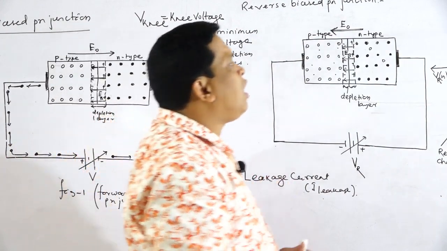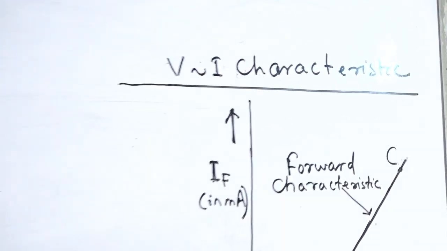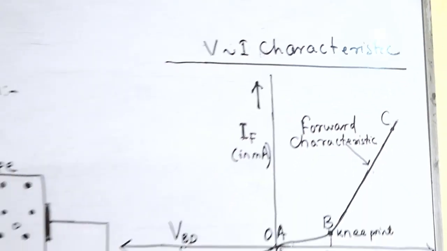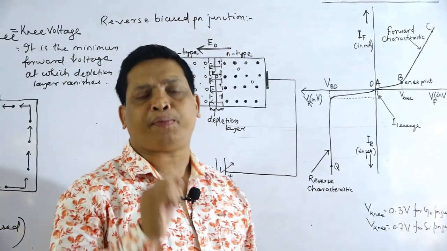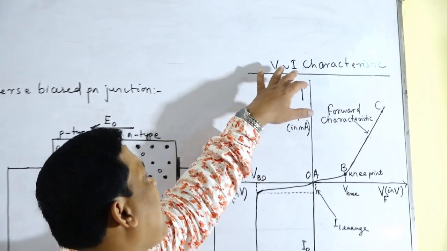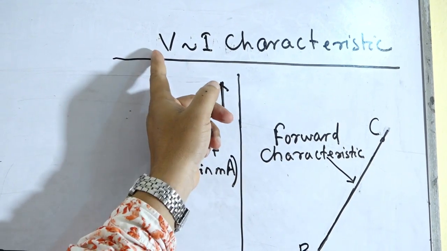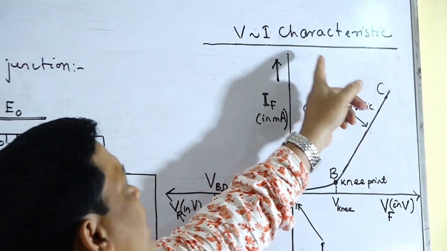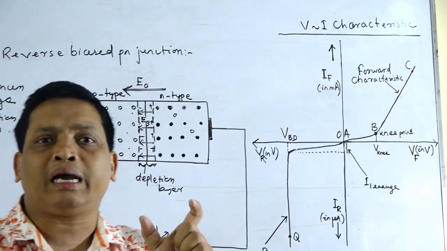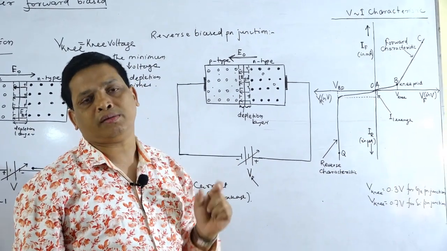Now let us come to the VI characteristic. Here V means voltage, applied voltage, I means current and characteristic means graph. That means VI characteristic is a graph plotted between applied voltage V and the current I. So we are going to discuss the VI graph or VI characteristic for a PN junction.